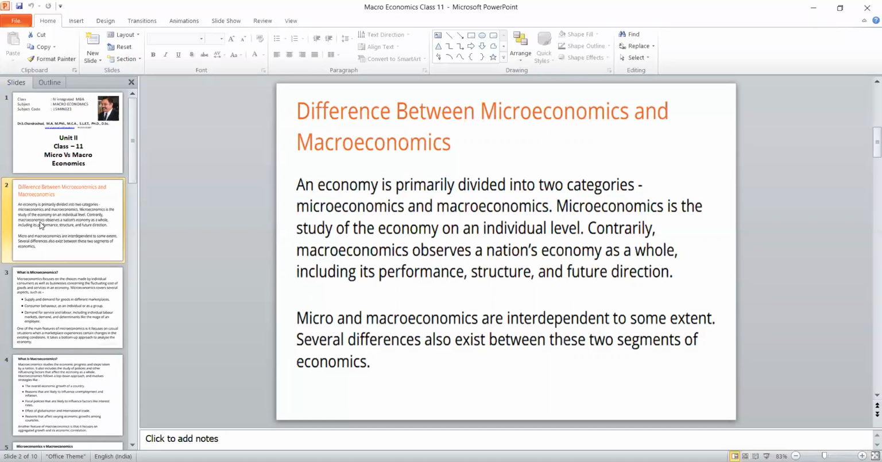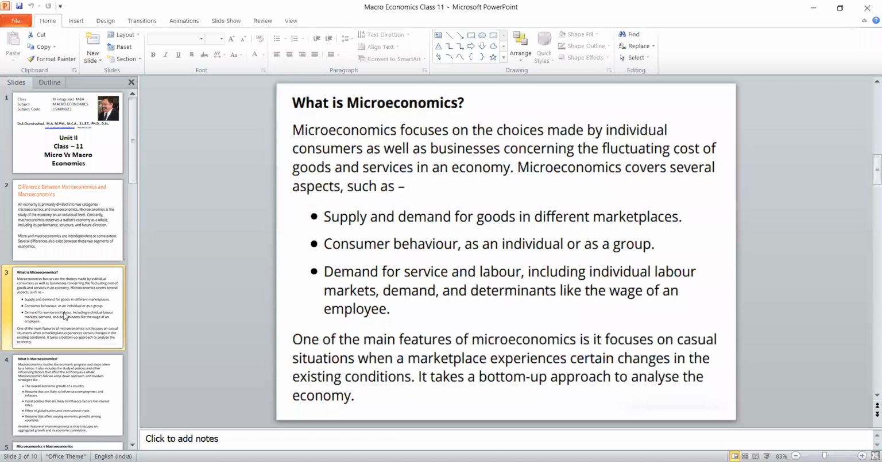There are a lot of differences between these two. We can show this difference in a tabular form. Before that, we should know what macroeconomics is and what microeconomics is. So, being a macroeconomics student, this question is very definite. What is macroeconomics will be the first question in Section A, the two-marker from Unit 2.